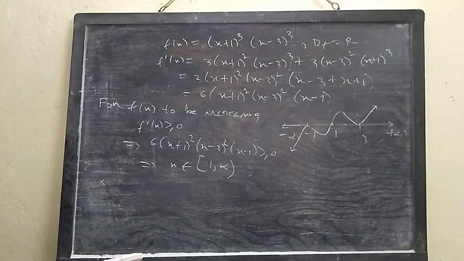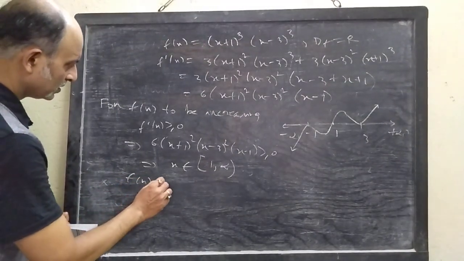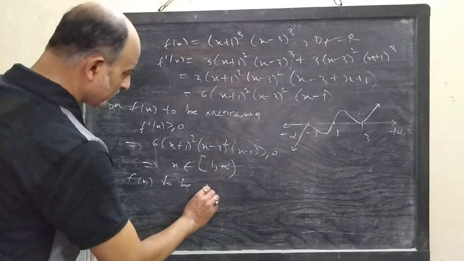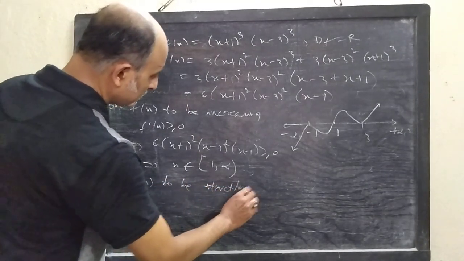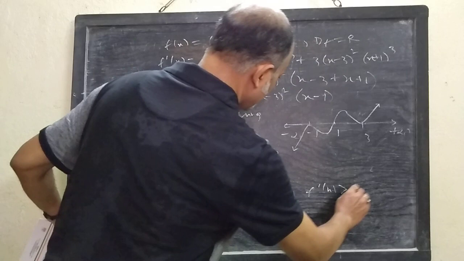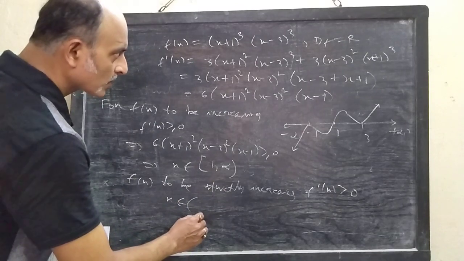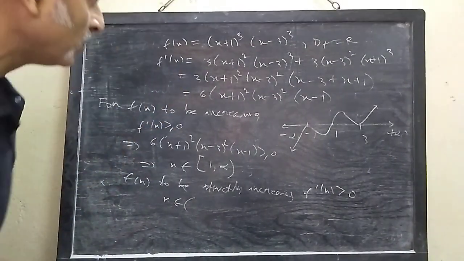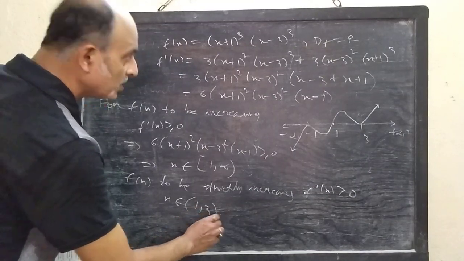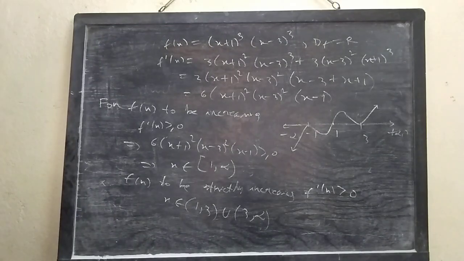Closed 1 to infinity. If they ask for strictly increasing, f'(x) should be strictly more than 0. In that case, x will belong to open 1 comma 3 open union 3 comma infinity. In this interval the function will be strictly increasing.